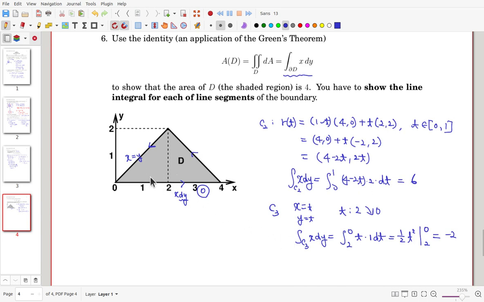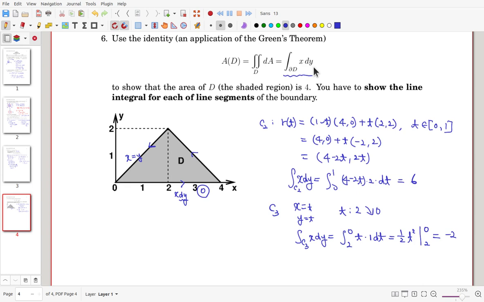Area of this region is 4. You can easily check that the bottom length is 4, height is 2, times half, so it is 4. So we got the right answer. By using Green's theorem and this formula along the boundary, x dy integration, you can get the answer.